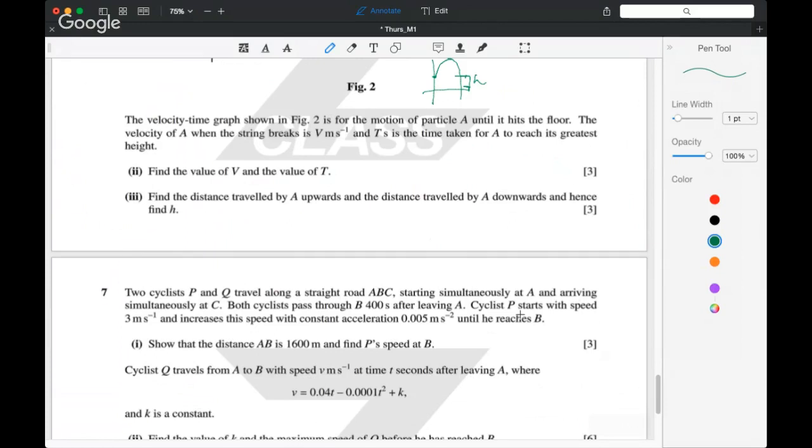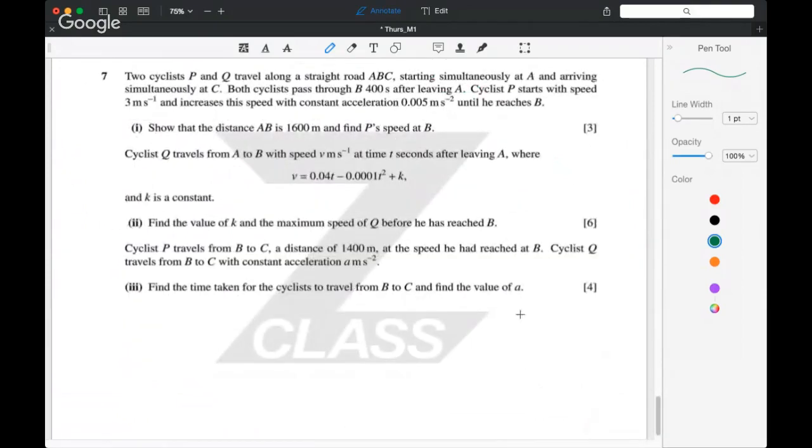Okay. This question is sort of focused on differentiation and integration, and it's asking you to be a little careful. So there is not always constant acceleration in this question. So, well, let's start at the beginning.